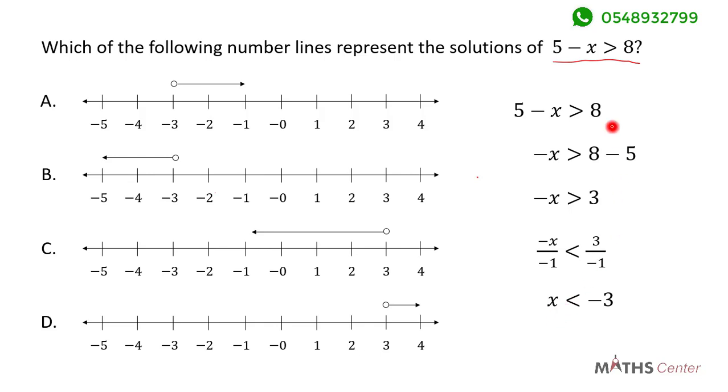So this is the solution to the inequality. Now we have to pick the number line that illustrates this solution. When we look through the options, we can see that the correct one is option B.